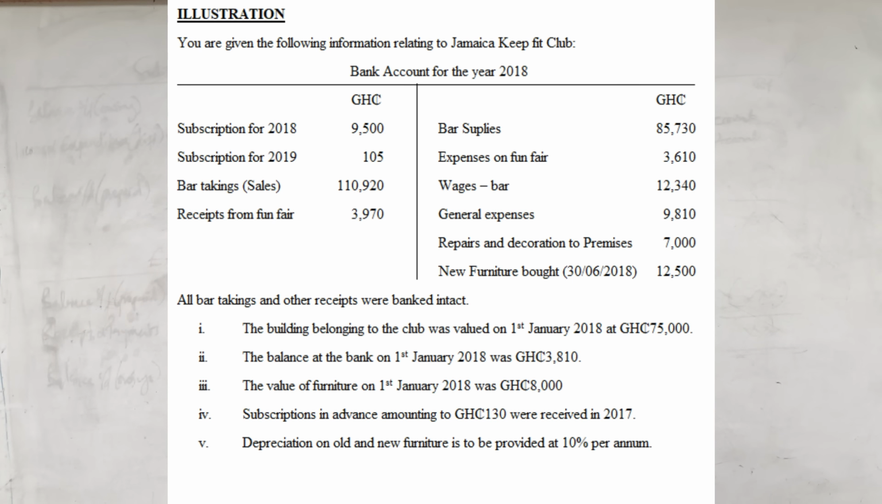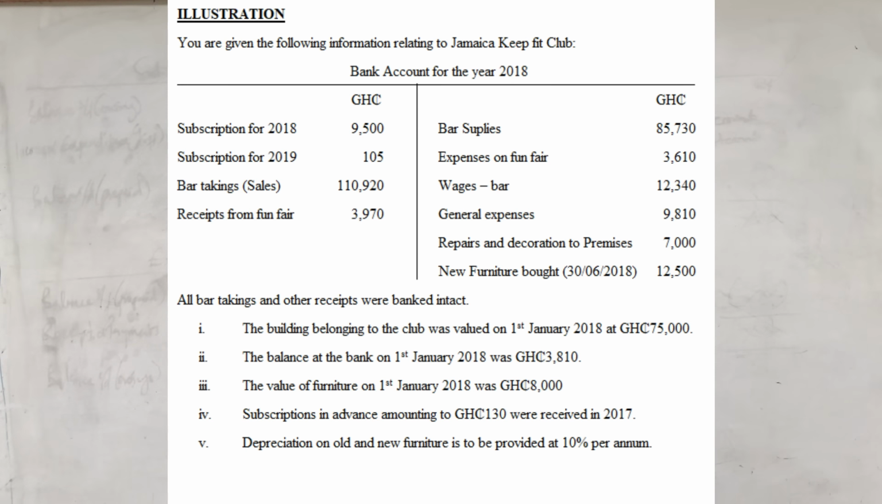And then there is bar trading activity as well. So we continue with the question. We are told all bar takings and other receipts were banked intact. The building belonging to the club was valued on 1st January 2018 at 75,000 Ghana cedis. The balance at the bank on 1st January was 3,810 Ghana cedis.